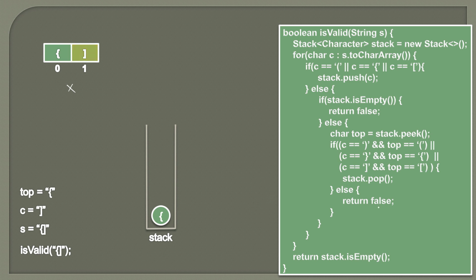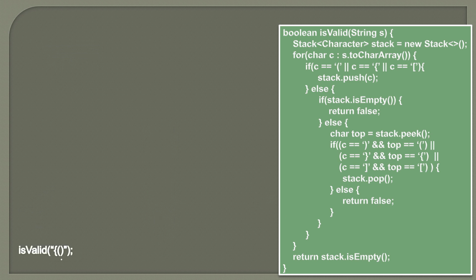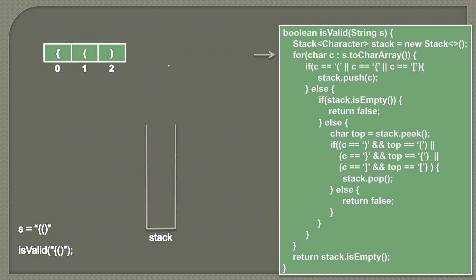Moving ahead, let's say we are given this string. So S holds this string. We will create a stack. We will generate the char array like this. So the first C value will be the opening curly bracket. In the first if condition we are checking that if we have an opening bracket, then we simply push it on the stack. So C is actually equal to the opening curly bracket. So we push it on the stack.